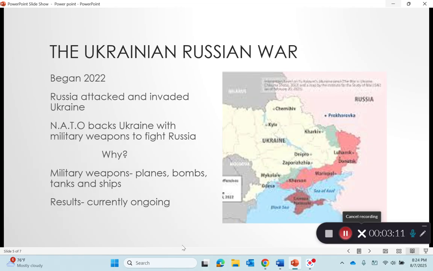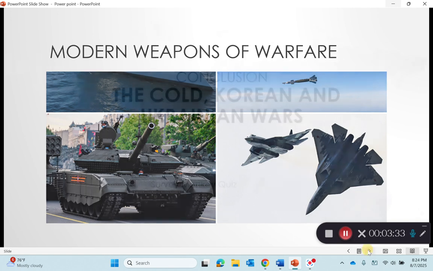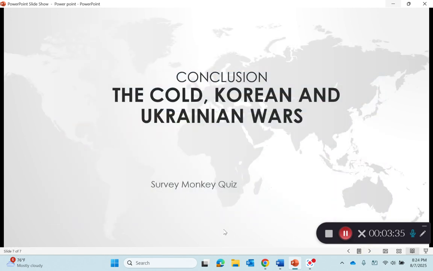And also we will discuss the military aspect from the weapons, planes, bombs, tanks, and ships. And the result of it is currently ongoing. And we have the modern weapons of warfare. And this is the conclusion of the Cold, Korean, and Ukrainian wars.